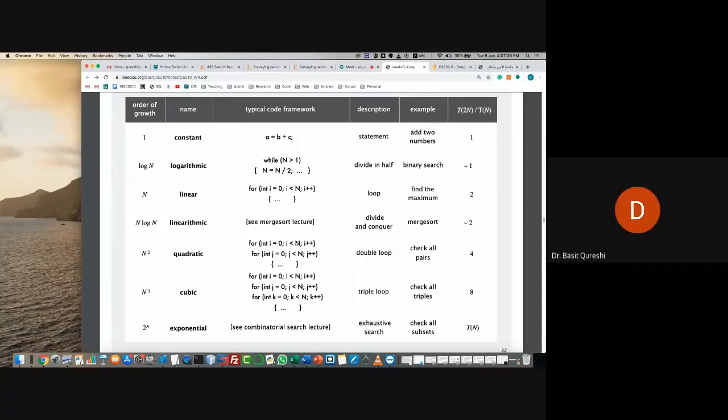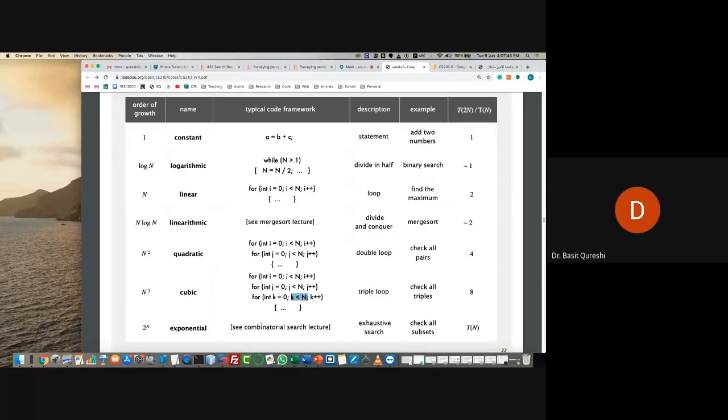Then we have quadratic. It's very simple to spot: you have two nested loops, and both the first loop and the second loop run n times. Cubic would be 3 loops like this, each one running n times. So eventually you're going to have cubic time.